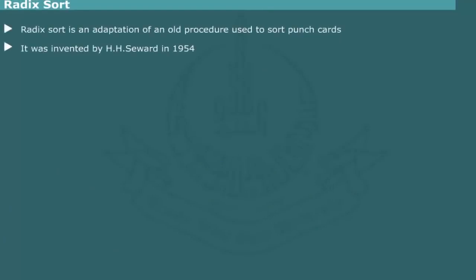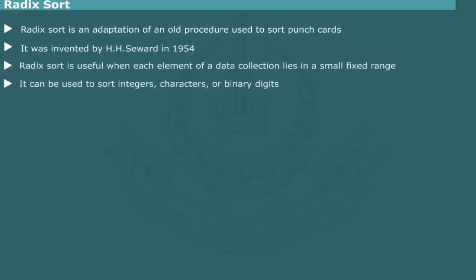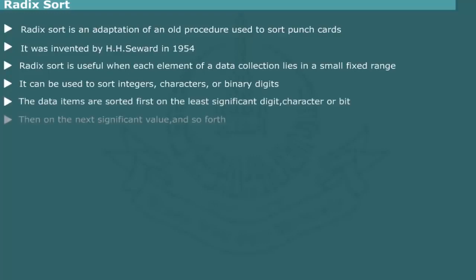Radix sort. Radix sort is an adaptation of an old procedure which was used to sort punch cards on a mechanical sorter. It was invented by H. Seward in 1954. Radix sort method can be used on a data collection when all data items lie in a small fixed range, such as decimal digits, characters, or binary digits.